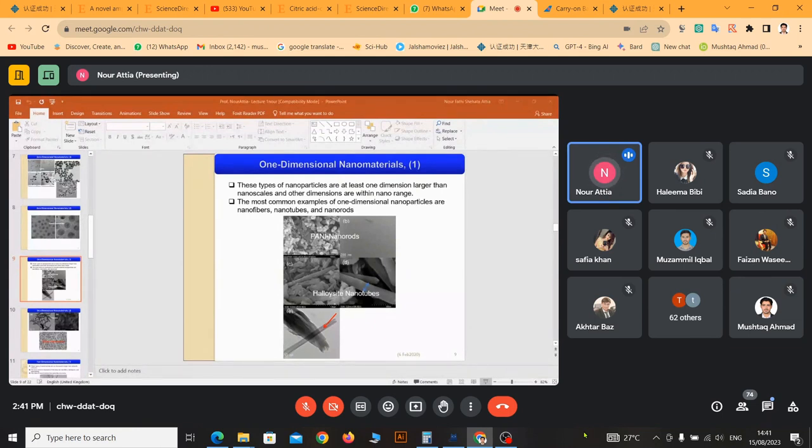So that's why it's very important. Nanotubes have been used for different applications and in different ways, and this is just some examples of that.